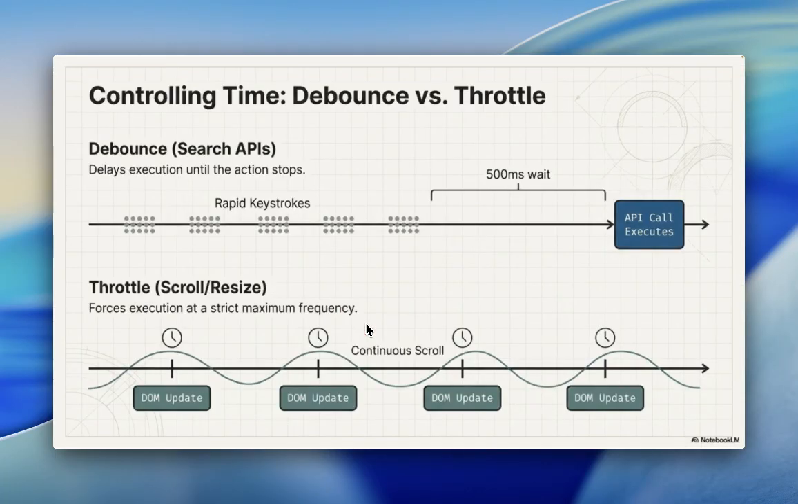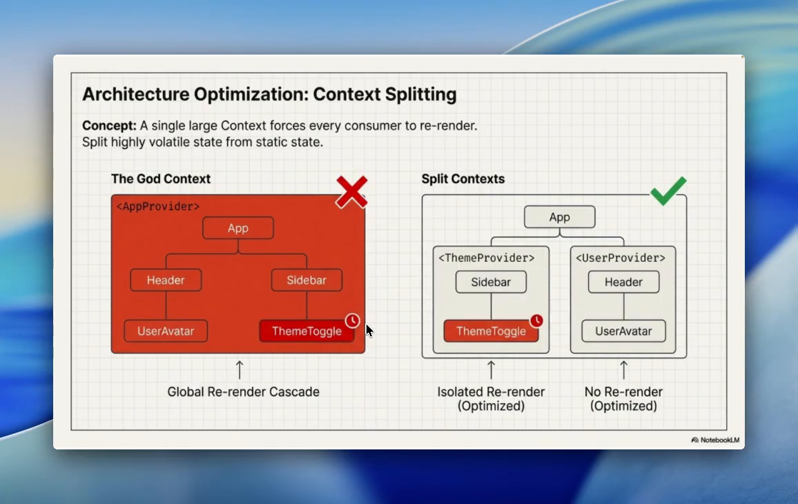Controlling time: debounce versus throttle. Debounce, for search APIs, delays execution until the action stops. Rapid keystrokes, 500 millisecond wait, API call executes. Throttle, for scroll, forces execution at a strict maximum frequency. DOM update, continuous scroll, DOM update.